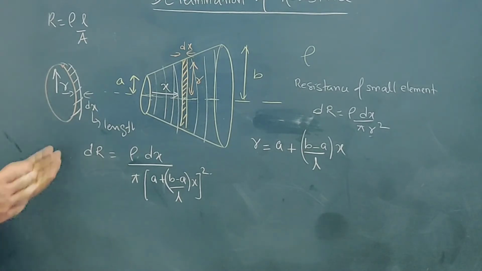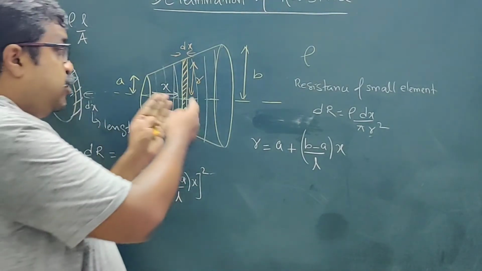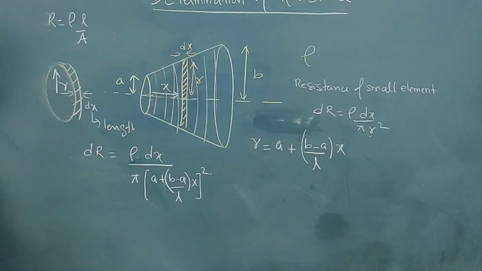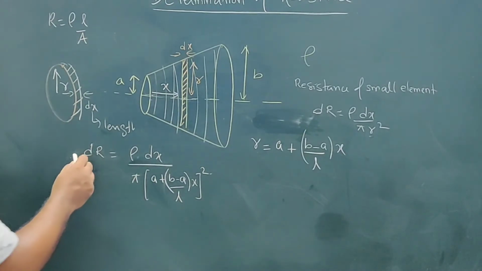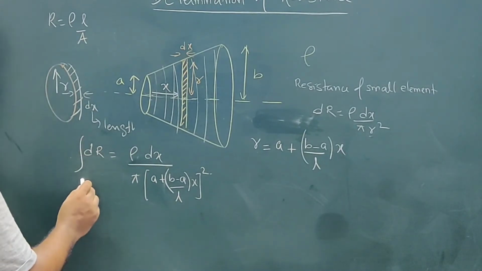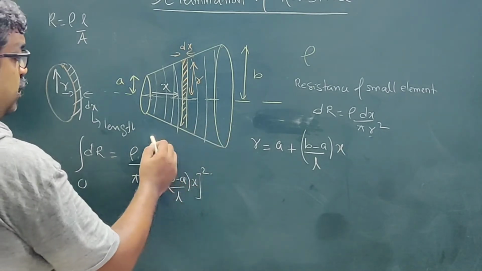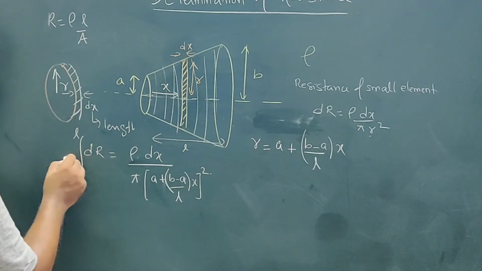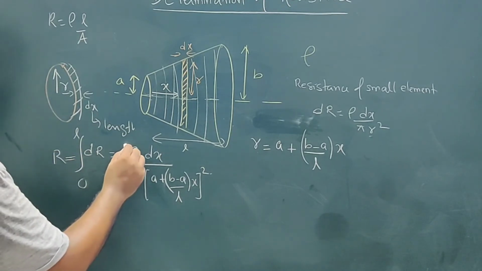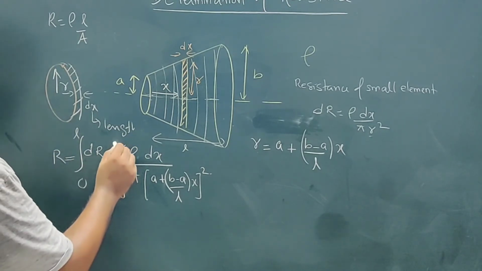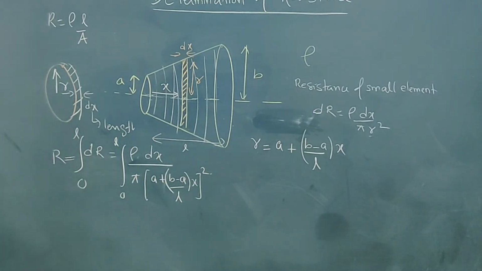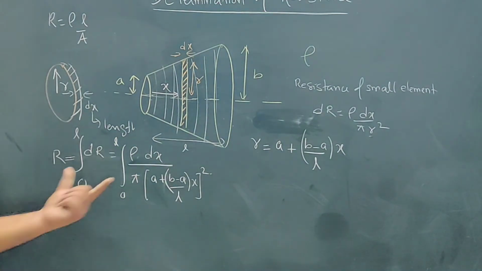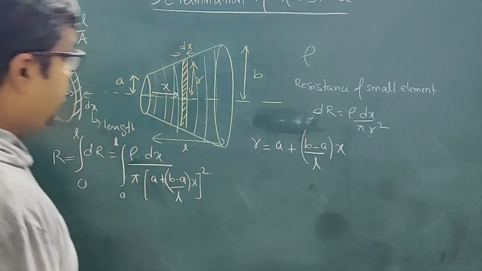Okay, so instead of finding the resistance of each small element and then adding, we will integrate this. We will integrate this from this end to this end, so that this length is L, so 0 to L. So this will give you R. So I have to integrate this from 0 to L.